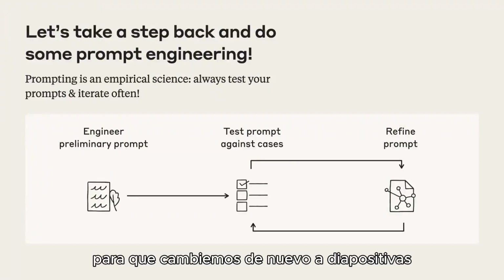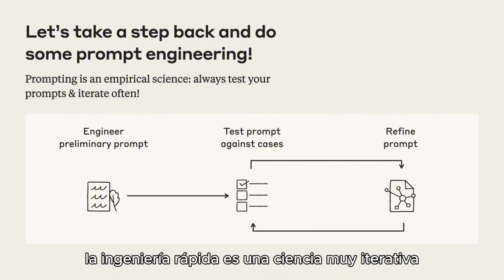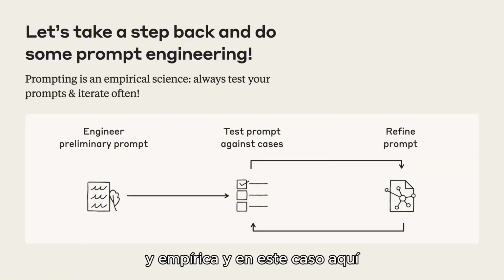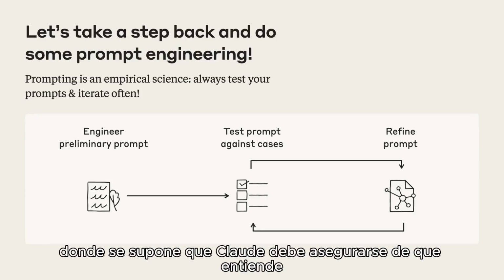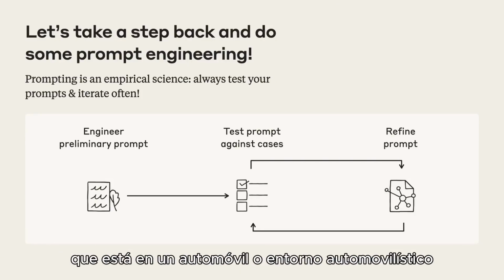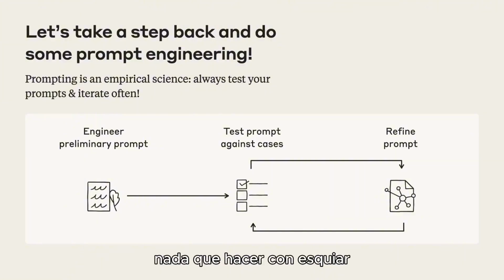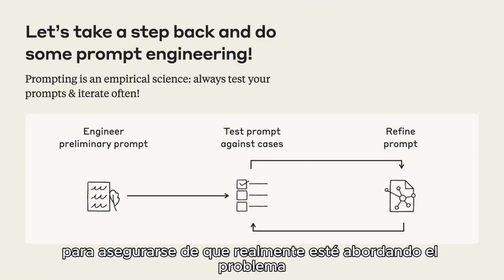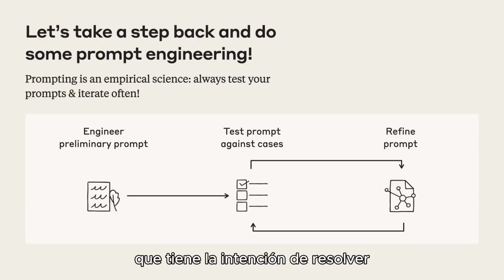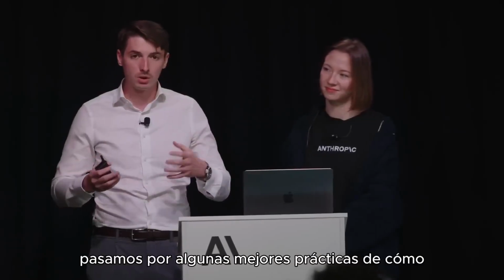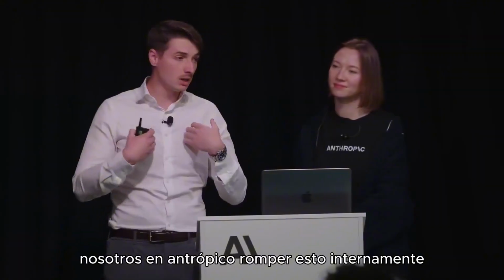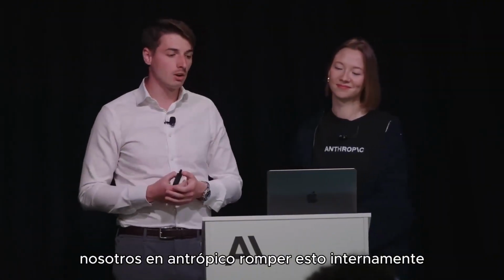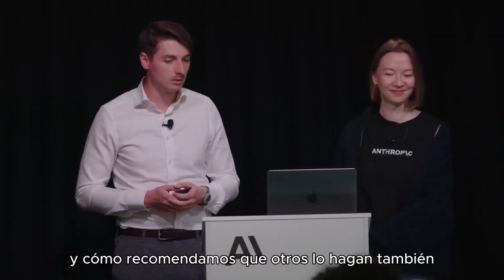So if we switch back to the slides, you can see here that in many ways, prompt engineering is a very iterative, empirical science. In this case, we could almost have a test case where Claude is supposed to make sure it understands it's in a car or a vehicular environment, nothing to do with skiing, and in that way you iteratively build upon your prompt to make sure it's actually tackling the problem you're intending to solve. And to do so, we'll go through some best practices of how we at Anthropic break this down internally and how we recommend others to do so as well.